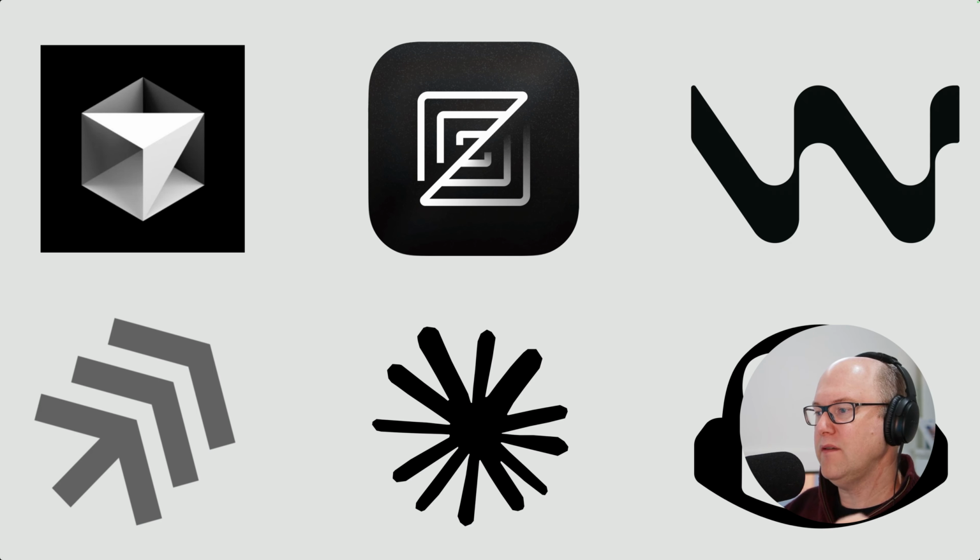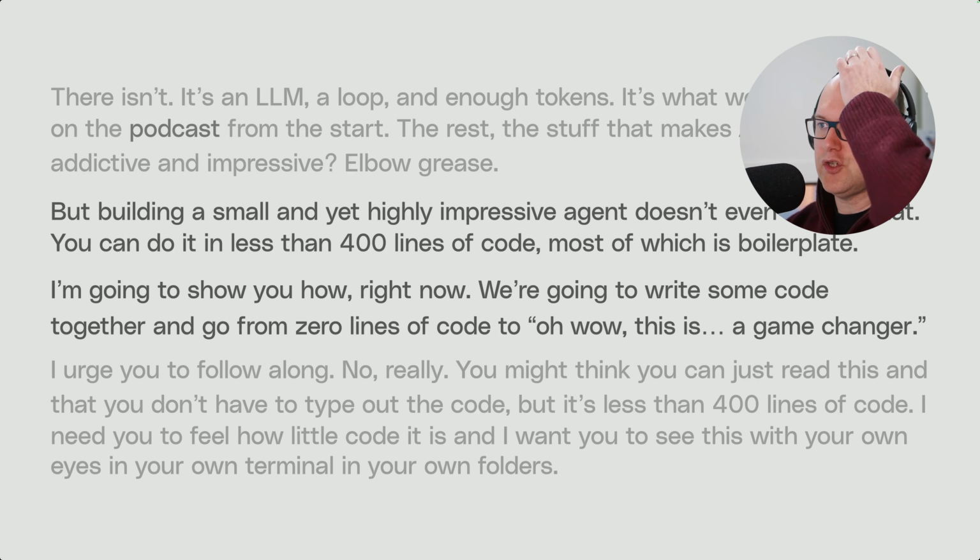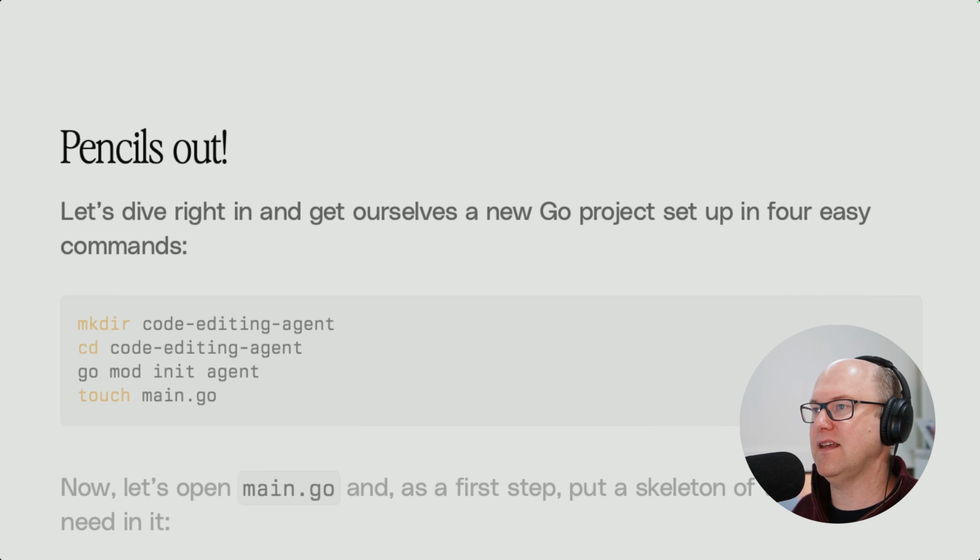But the point of this blog post is that building a small and yet highly impressive agent doesn't even require elbow grease. You can do it in less than 400 lines of code, says Thorsten, most of which is boilerplate. I'm going to show you how right now. We're going to write some code together and go from 0 lines of code to, oh wow, this is a game changer. And so the blog post invites us to get our pencils out and to follow along, and it starts by creating a new Go project.